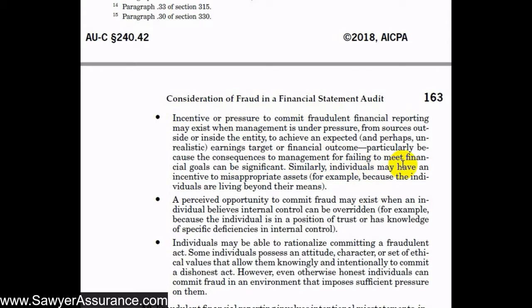Similarly, for the misappropriation of assets type of fraud, maybe an employee is living outside of their means, so they need to somehow steal money from the company to support their expensive lifestyle. That would be an incentive to misappropriate those assets.